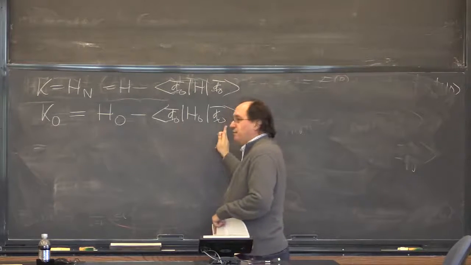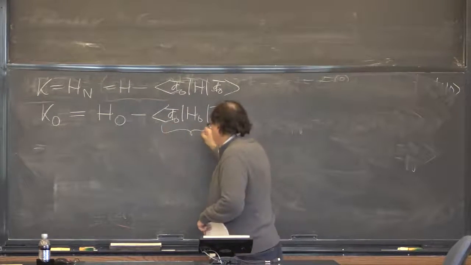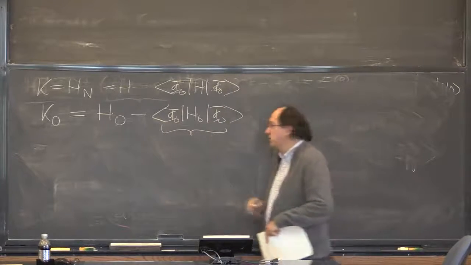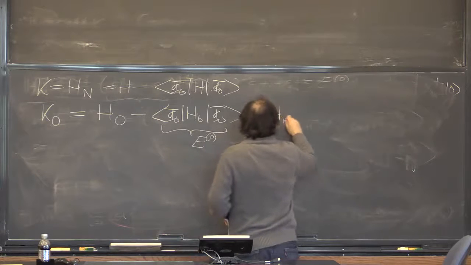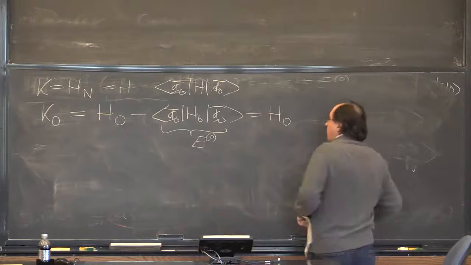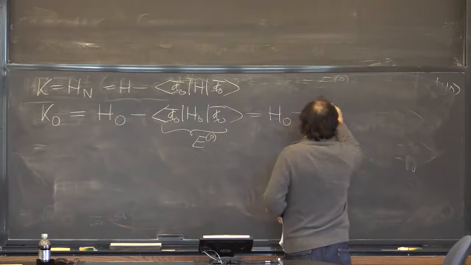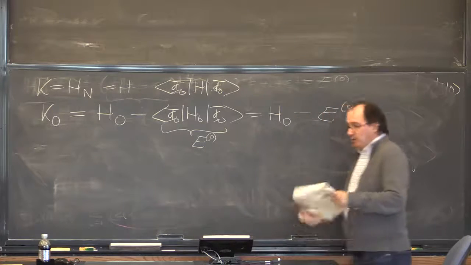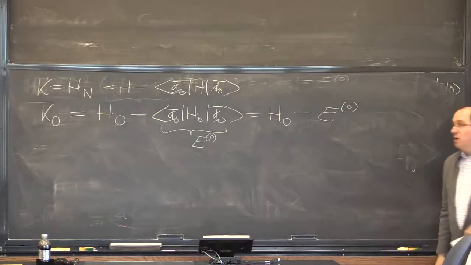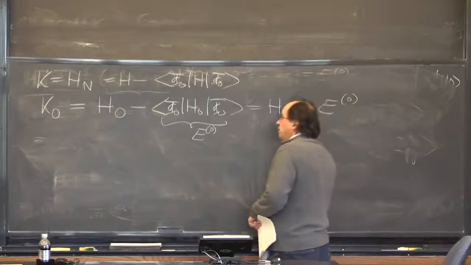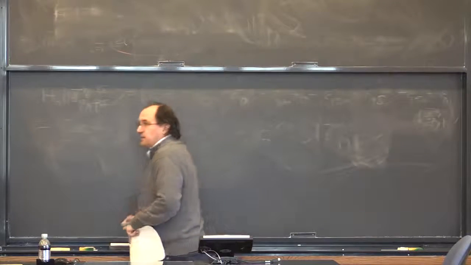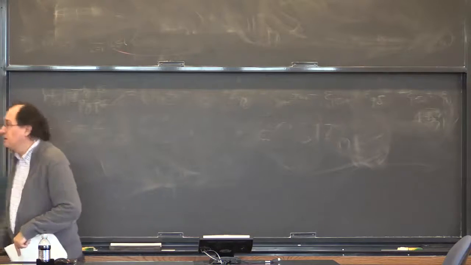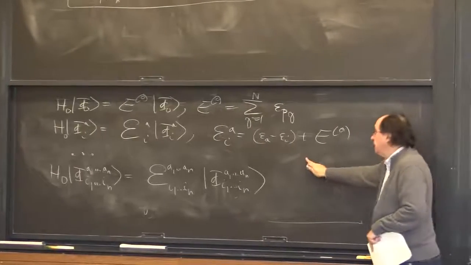What is the expectation value of H0 in phi0? Maybe you can tell me. What do you think this is? E0, exactly. So we are shifting the Hamiltonian H0 that we considered so far by the energy of the reference determinant phi0. When you do this, I would like to use this information to spell out our eigenstates and eigenvalues of K0. I kept this for a reason. I want you to look at it now.